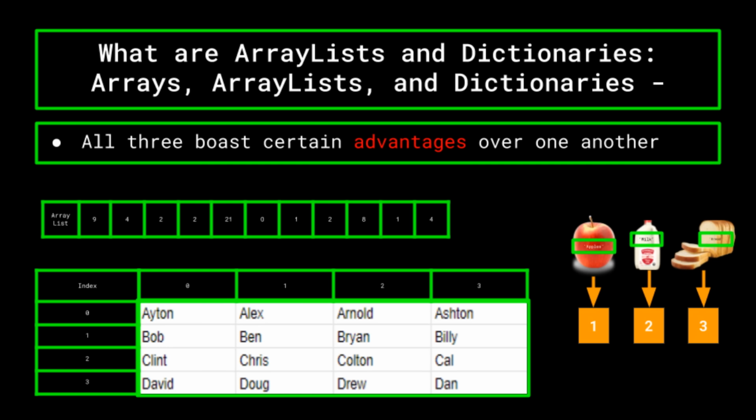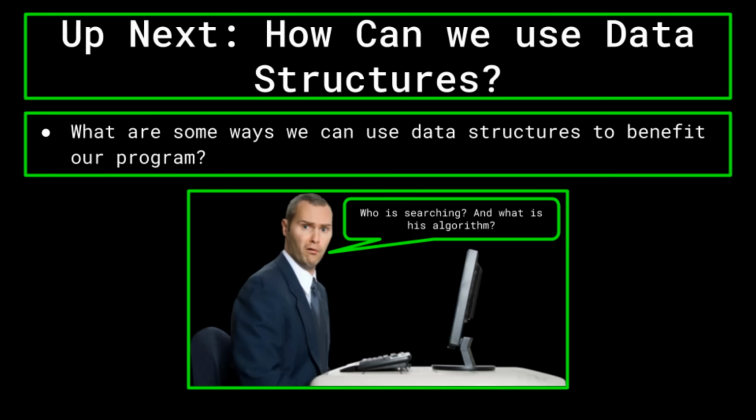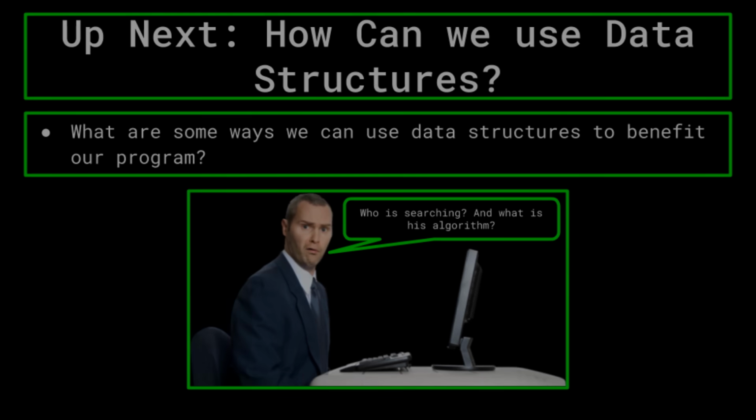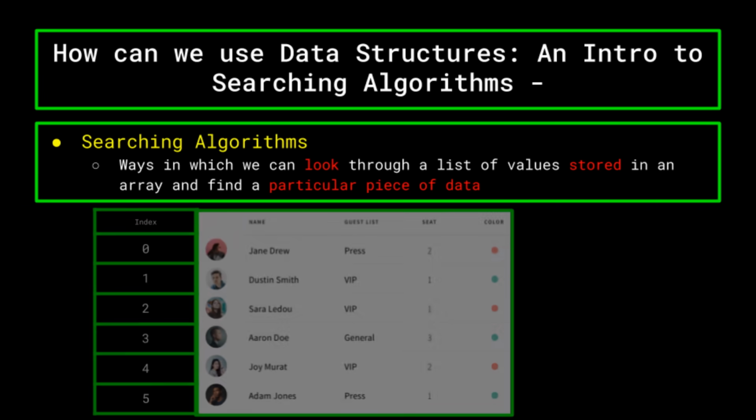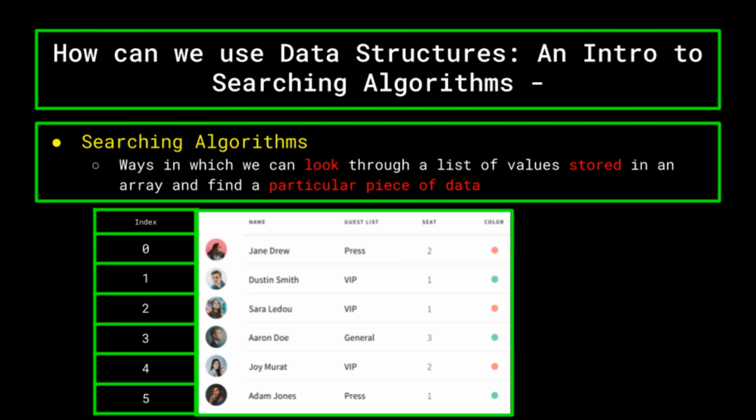And so in order to help you grasp the basics of storing information, we're now going to talk about one of the most important functions needed to understand arrays, which are searching algorithms. Now, just as there are many ways to store information in computer science, there are even more ways of searching through lists. Searching algorithms, at their core, are ways in which we can look through a list of values stored in an array, say a patient name list or a high score list, and find a particular piece of data.